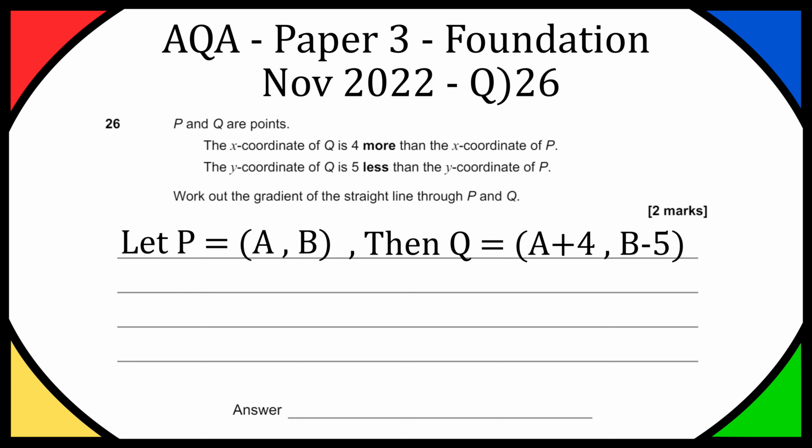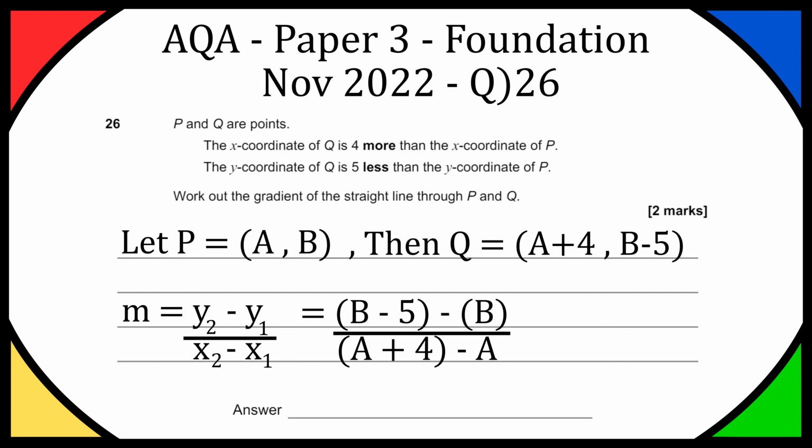So now we have the points P and Q relative to one another. We can use the equation for the gradient of a straight line because we're working with a straight line through P and Q. That equation is m equals y2 minus y1 over x2 minus x1, where m stands for the gradient of a straight line. For the 2 values, I'm going to be using Q, and for the 1 values, I'm going to be using P. So we sub them in: that's equal to b minus 5 minus b over a plus 4 minus a. Then we can simplify that quite easily. b minus b is 0 and a minus a is 0, leaving us with minus 5 over 4. So the final answer is minus 5 over 4 for the gradient of the straight line.